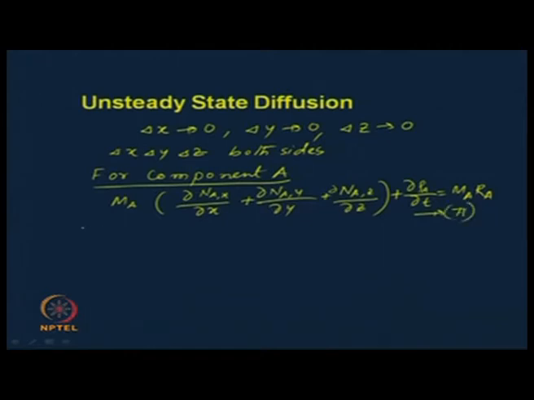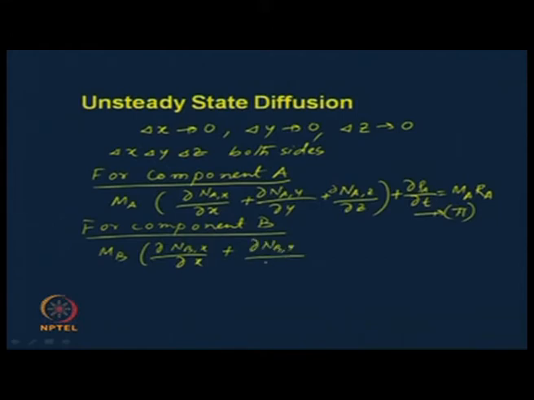So, similarly for component B, we can write M_B into del n_Bx del x plus del n_By del y plus del n_Bz del z plus del rho_B del t is equal to M_B r_B. So, this is equation 7.2.